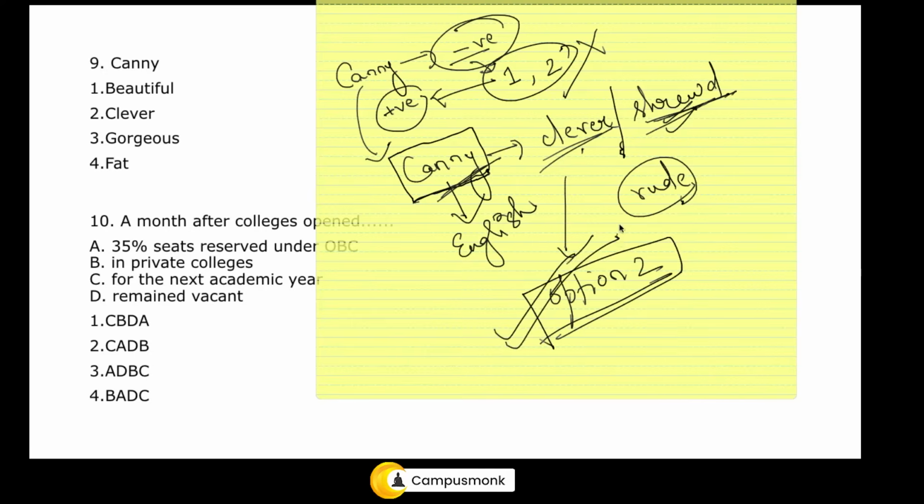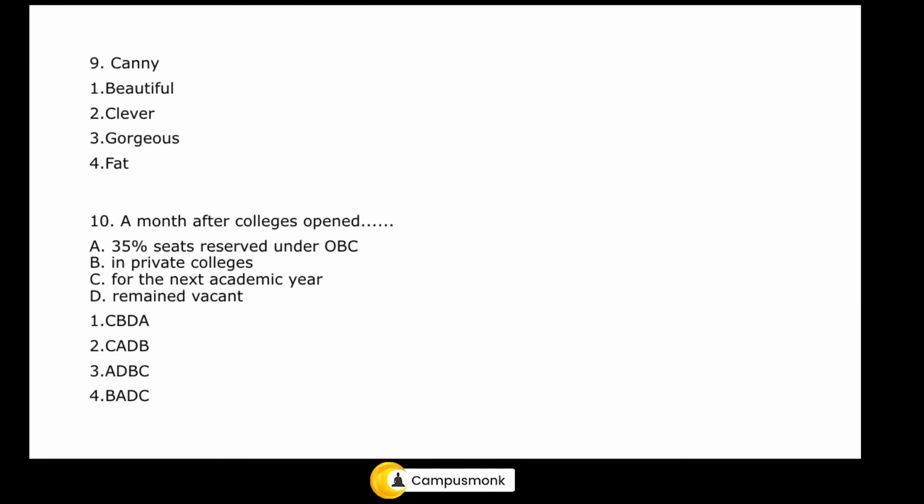Clear? Okay, now moving on to the 10th question. It says there's a statement given, 'A month after the college opened,' then dots are given. So you have to find out the order or sequence of these statements, which will come after what. Okay, so your time starts now. Try rearranging or reordering these statements. There are 4 statements, A, B, C, D. You have to reorder them.